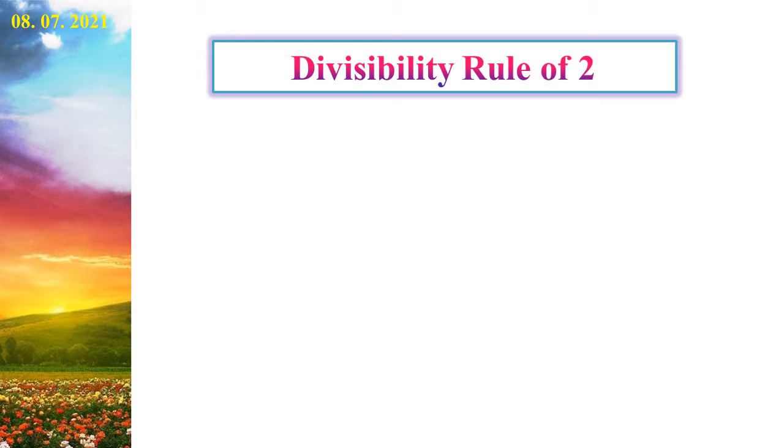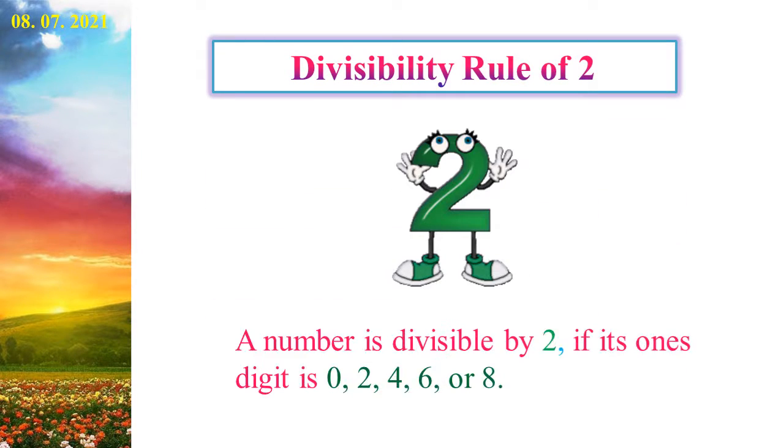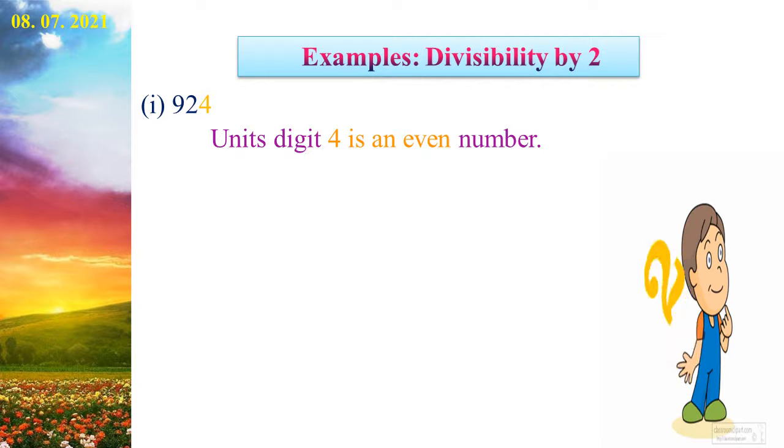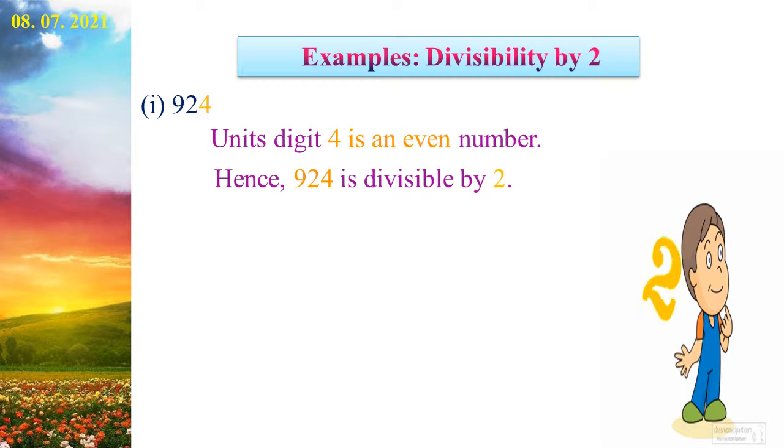Let's check out the divisibility rule of 2. A number is divisible by 2 if its ones digit is 0, 2, 4, 6 or 8. Let's see some examples for divisibility rule of 2. Look at the given number 924. Here, units digit is 4. 4 is an even number. So, 924 is divisible by 2.